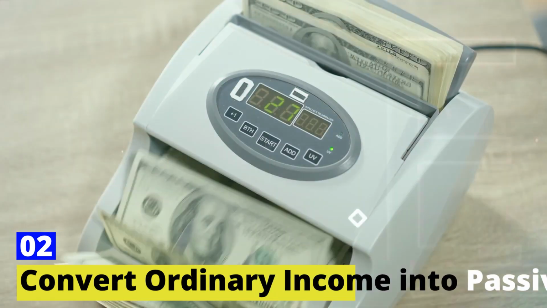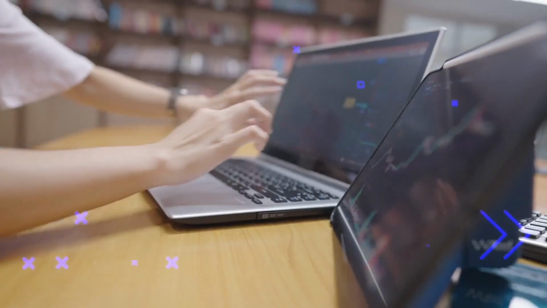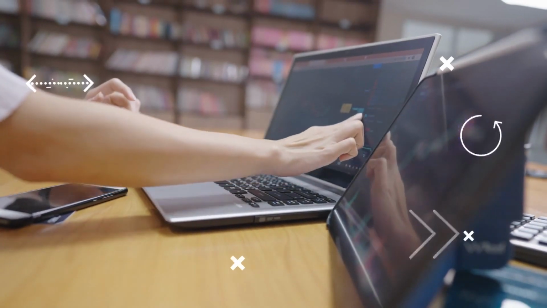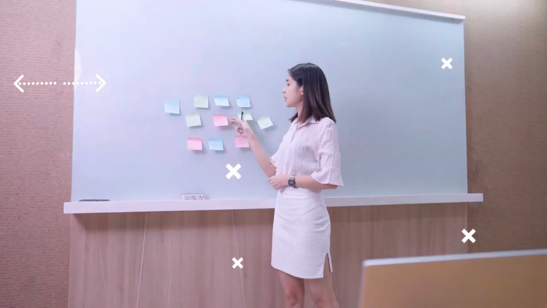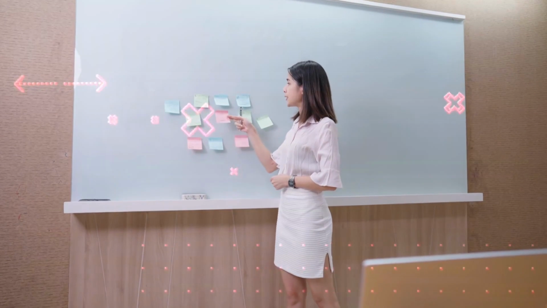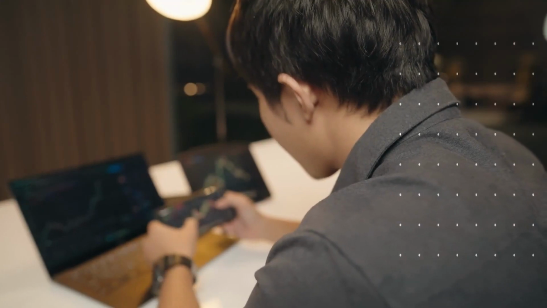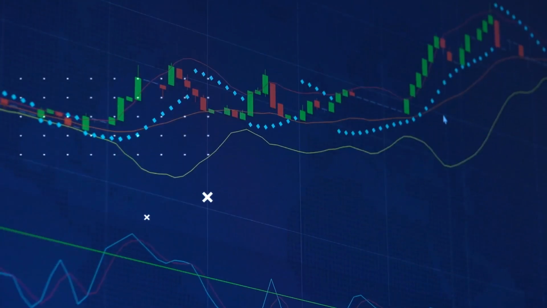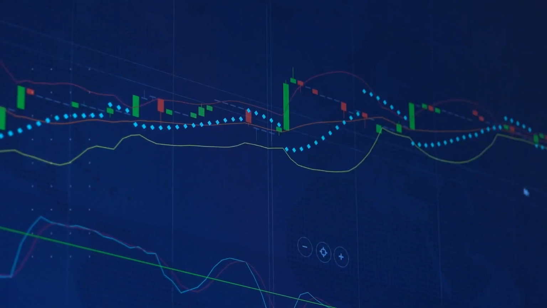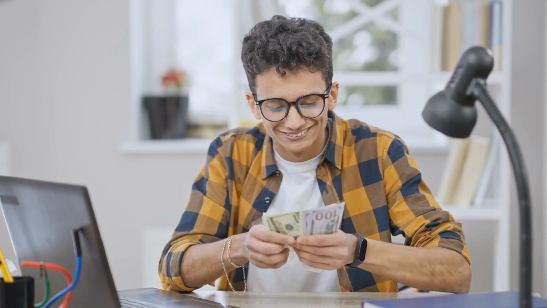Investing rule number 2. Convert ordinary income into passive income. What if you could transform your hard-earned money into a stream of passive income? That's precisely what Robert Kiyosaki's second rule of investment teaches us: the art of converting ordinary income into passive income. Buckle up and get ready to revolutionize your financial journey as we explore this exciting concept.